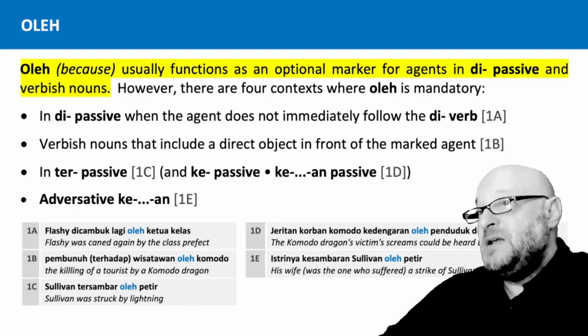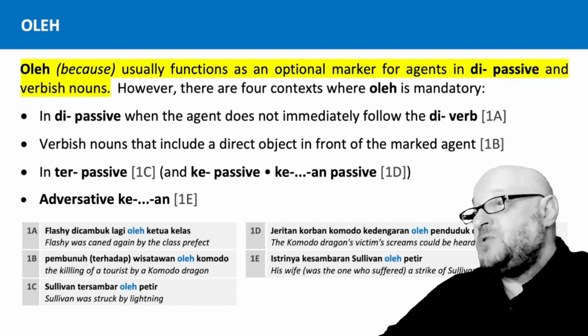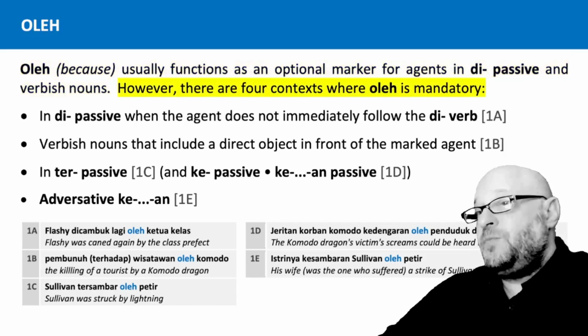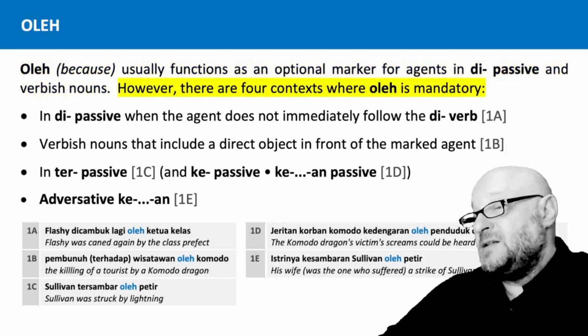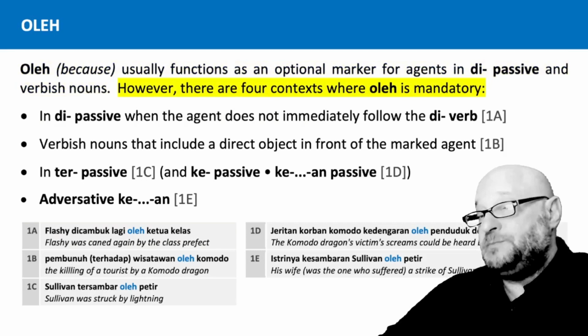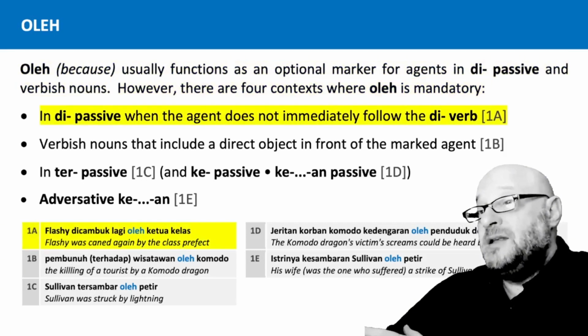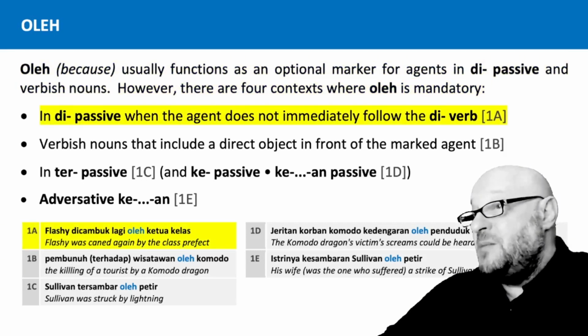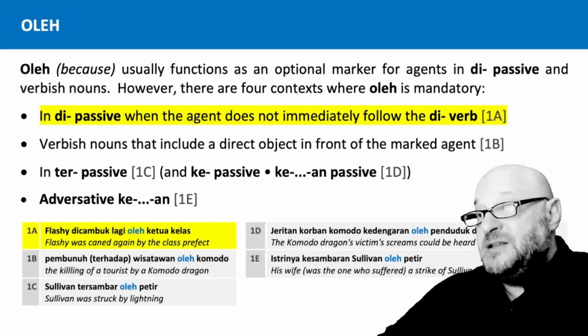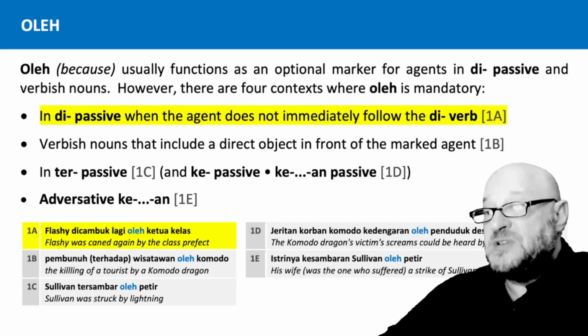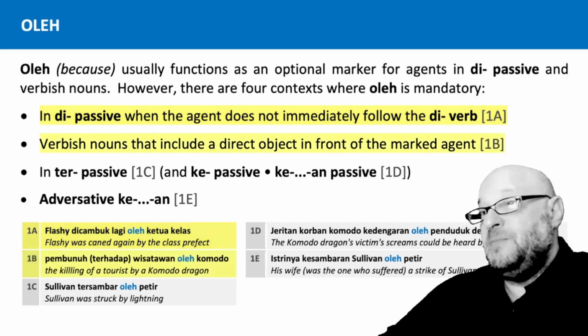Oleh usually functions as an optional marker for agents in di-passive and verbish nouns. However, there are four contexts where oleh is mandatory. In di-passive, when the agent does not immediately follow the di-verb. Example 1a, Flashi dicambuk lagi oleh ketua kelas. Flashi was caned again by the class prefect.